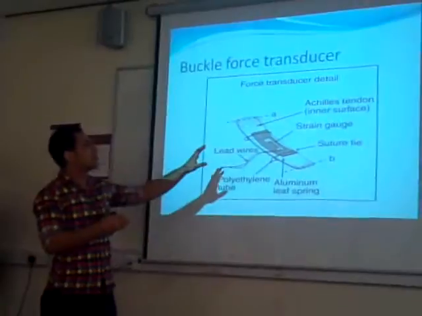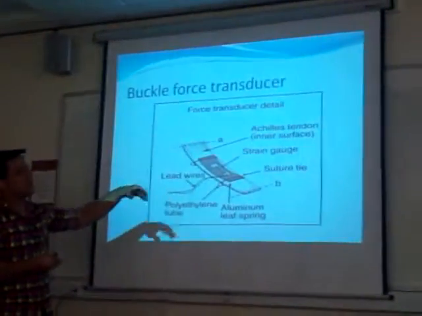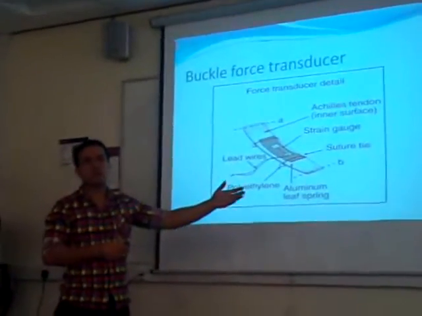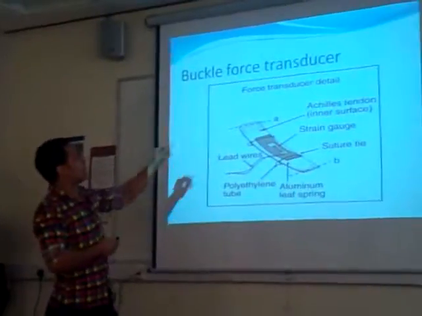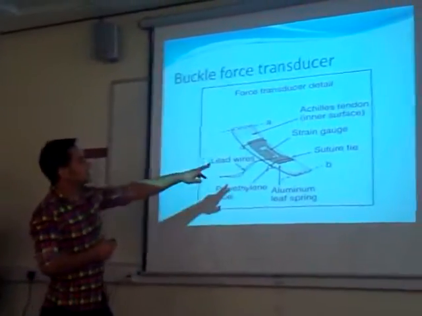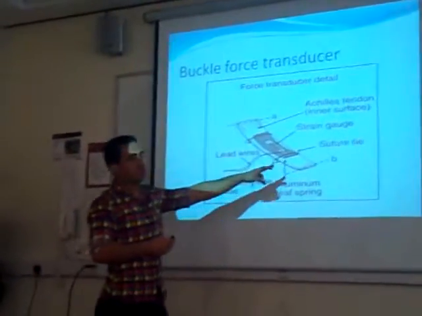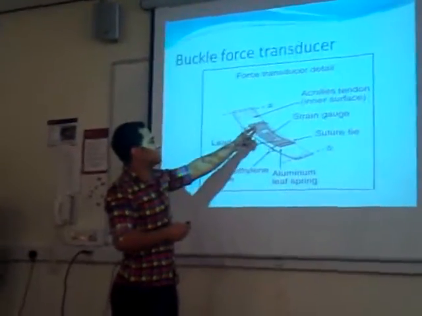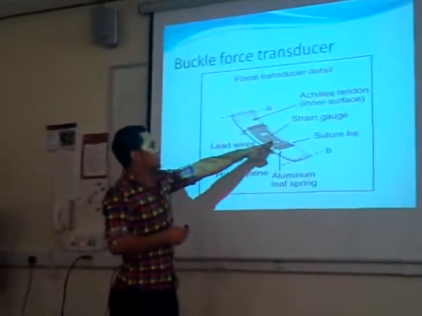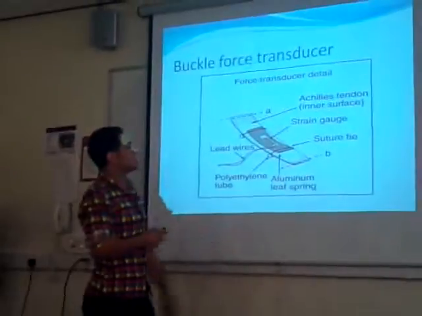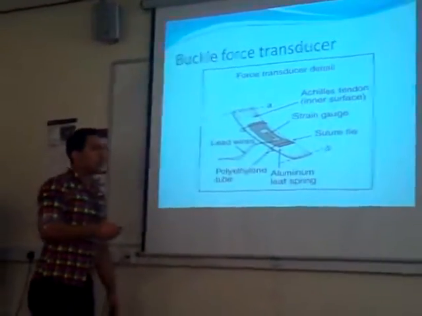So this is how they measure the force that they use to apply to the tendons or the ligaments of the animals. They use a buckle force transducer. As you can see here, the runner wears this transducer around his ankle, where the Achilles tendon lies, so the forces can be measured and determined over the whole cycle.